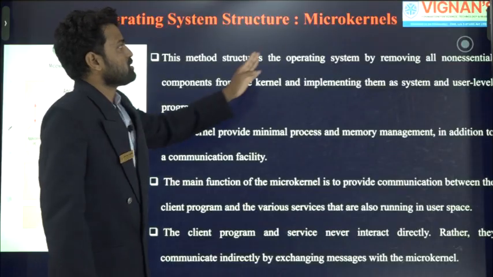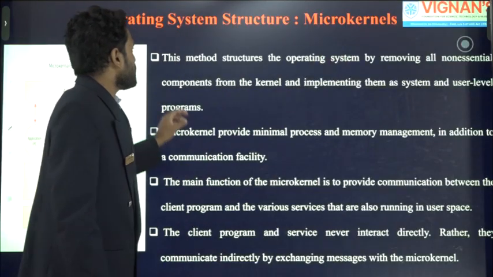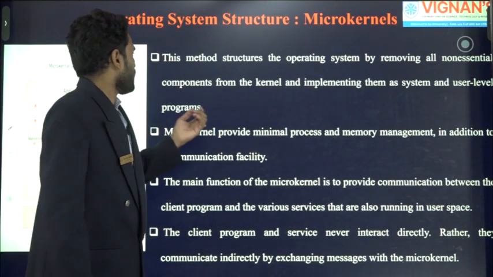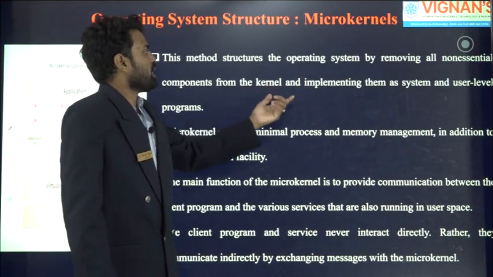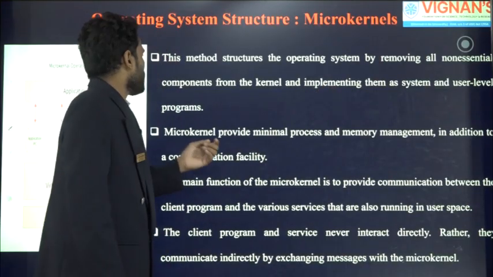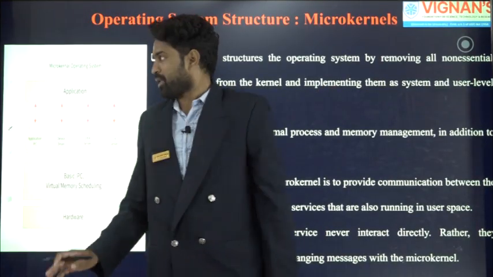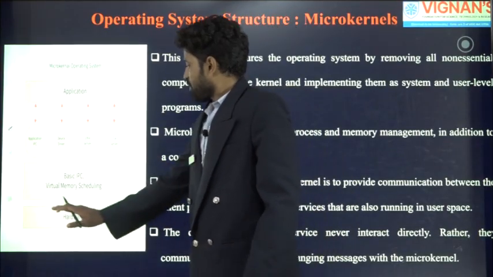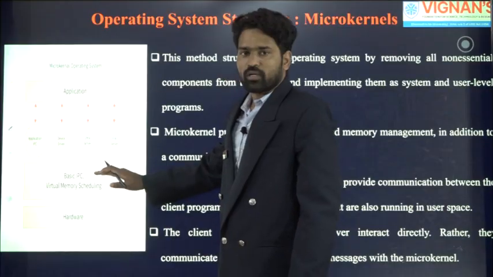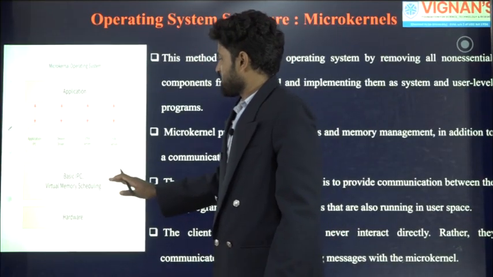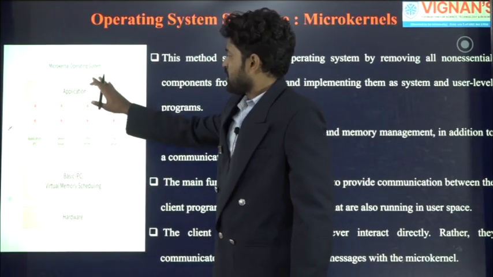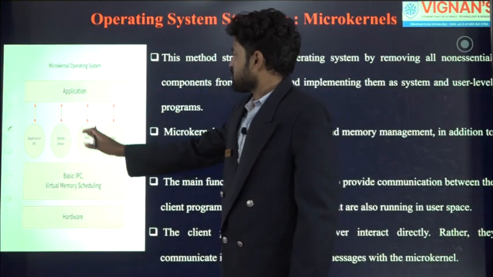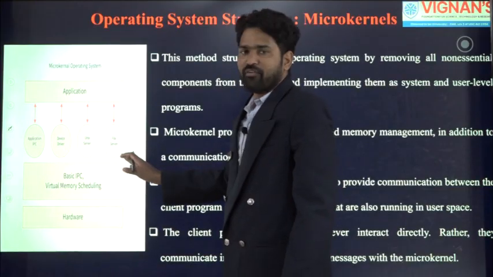Operating system structure as microkernels. This method structures the operating system by removing all non-essential components from the kernel and implementing them as system and user-level programs. This is our microkernel operating system structure. We have the hardware and basic IPC, virtual memory and scheduling, and this is the application. In the application we will have application IPC, the device drivers, the Unix server, and the file server.